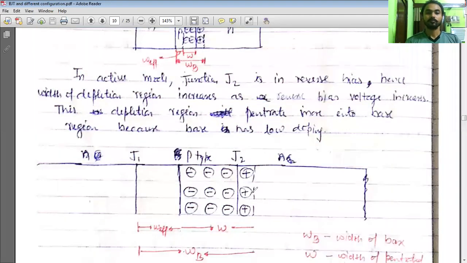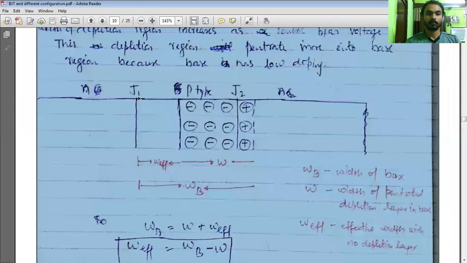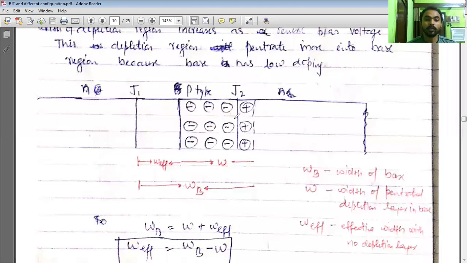You can see that now the penetration has happened. Now the depletion layer width has penetrated this much. So earlier, before biasing, when we do not have any biasing, that is the VCB 0 condition. Before biasing means VCB is 0.